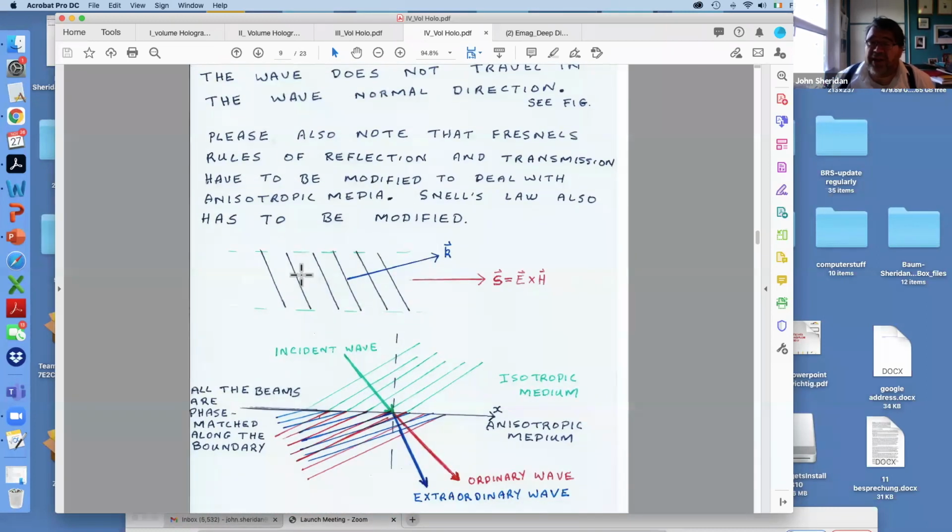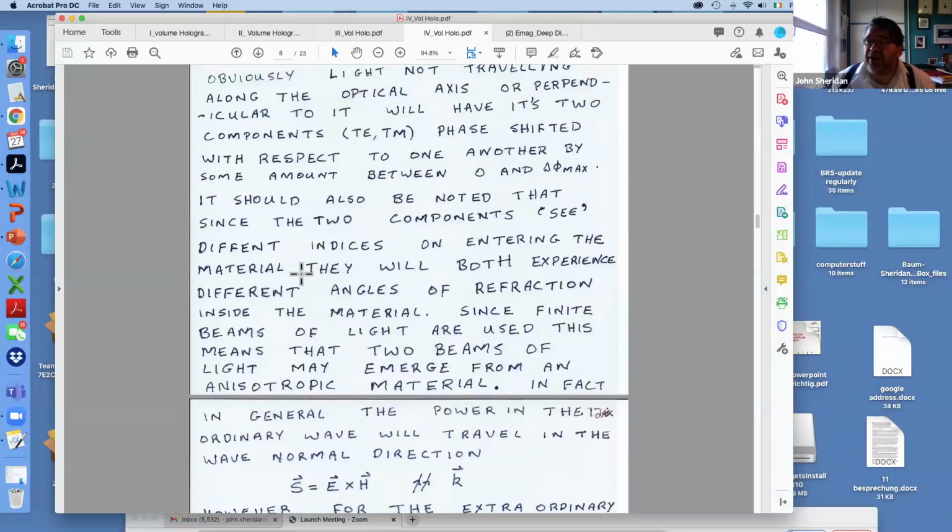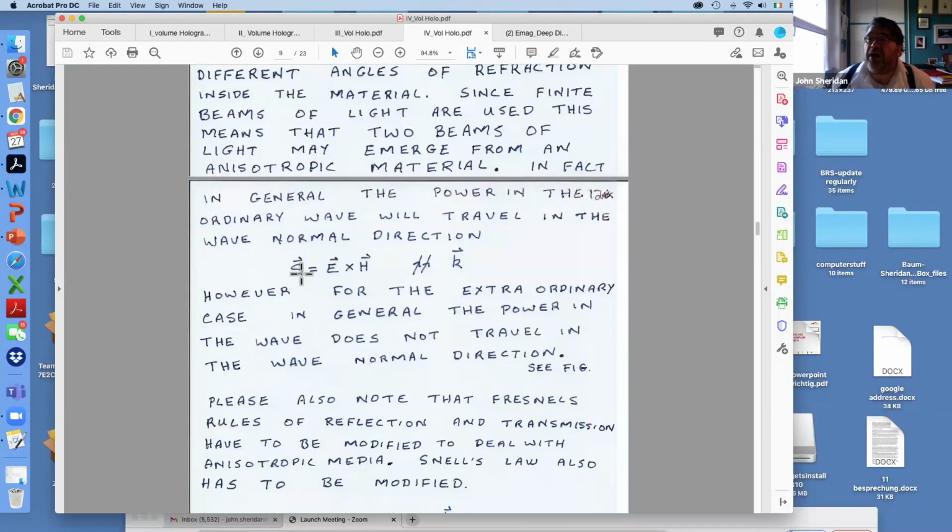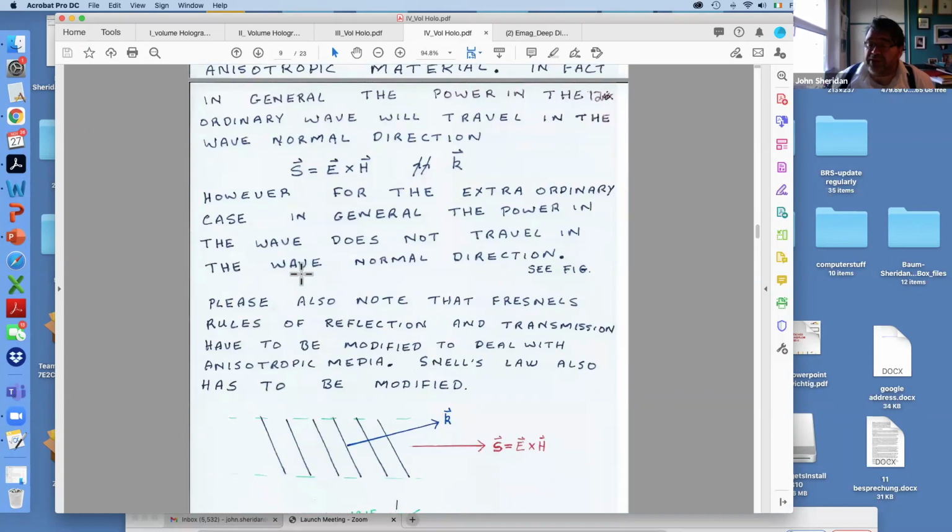I'll refer to them a little bit later on when we talk about the holograms. Okay? Now we're about a quarter to the hour. Has anybody got any questions or queries?